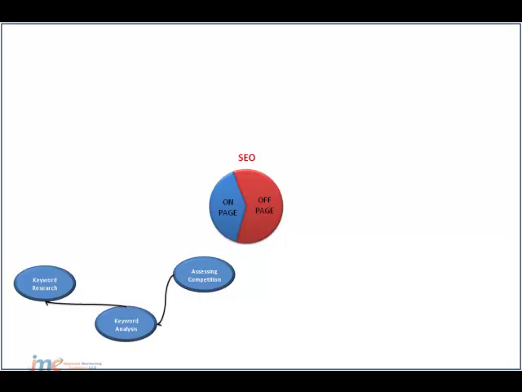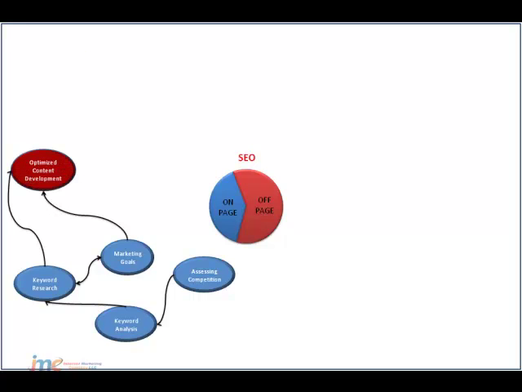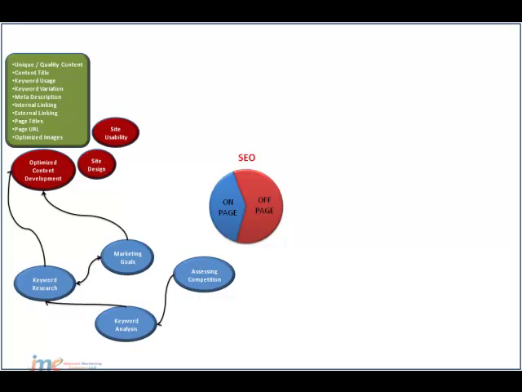Once you have your own keywords, this sets a precedent for your own marketing goals, and also will enable you to prepare a highly optimized website. Within that website, you have factors such as site architecture, site usability, and site design. And within optimized content development, you have content titles, page titles, optimized images, and other factors that fall into optimizing your content.